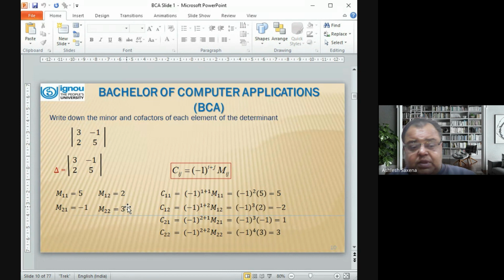Okay? Now, what I told you, add this, 1 plus 1 is 2. Minus 1 raised to the power 2 will be plus 1. Plus 1 into 5 will be 5. Here it is. Now this is an odd number. 1 plus 2 is 3, 3 is an odd number. Just place minus in front of this number.